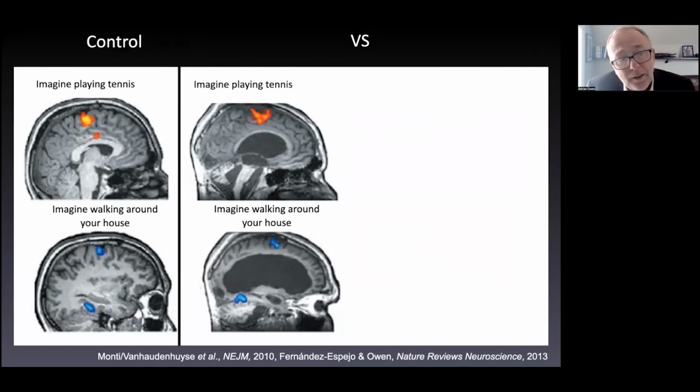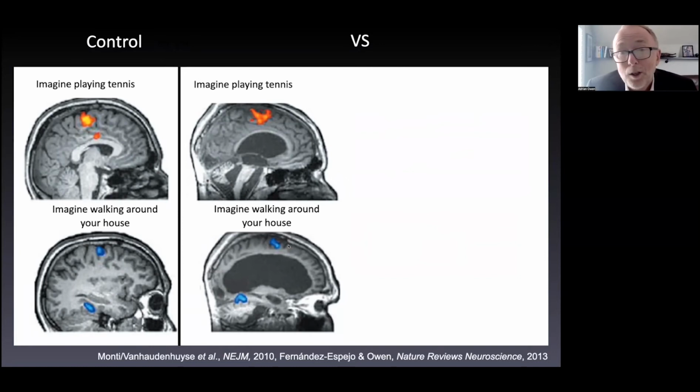If you look at the left-hand side, there's the sort of canonical response in healthy participants to imagining playing tennis at the top and imagining walking around your house. The bottom, that's the parahippocampal gyrus down there, the lateral premotor cortex. Now, this patient, when we asked him to imagine playing tennis, produced a pattern of activity very similar to the pattern that we see in controls.